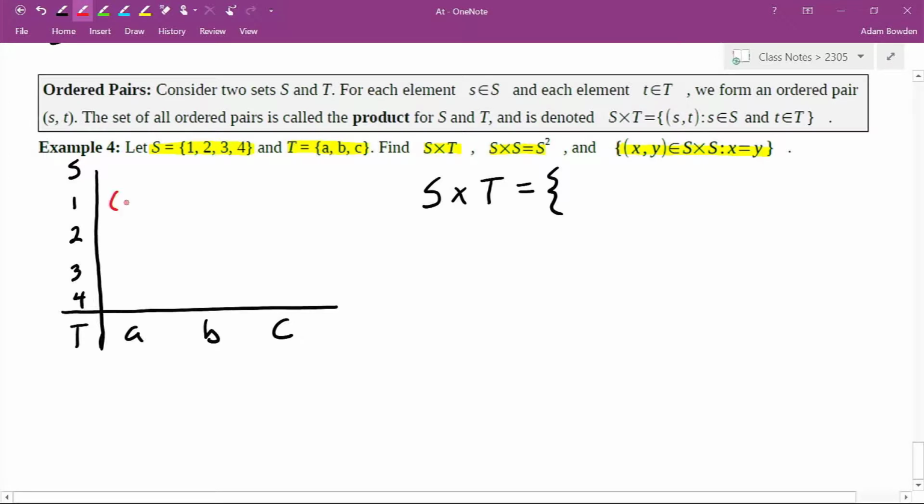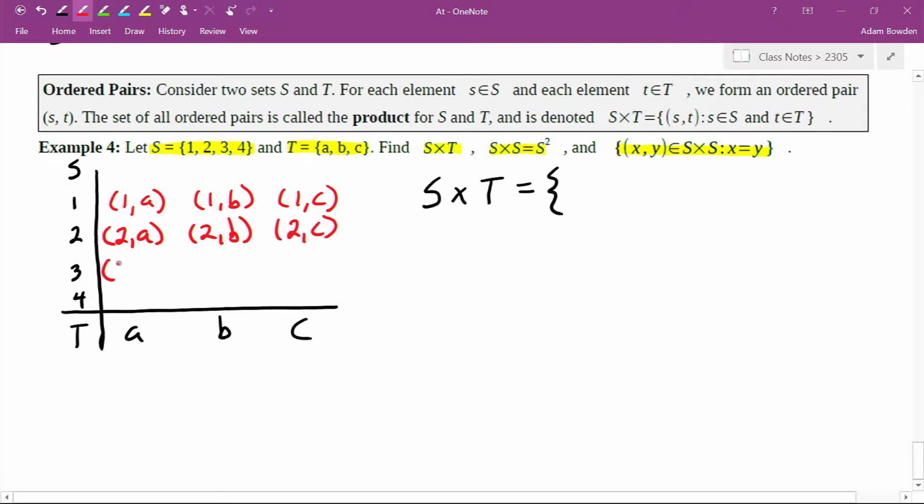So in the first set of ordered pairs, let's say we have (1, A), (1, B), (1, C), putting together the 1 from S with A, B, C from the set T. And then we'll also have (2, A), (2, B), and (2, C). (3, A), (3, B), (3, C). (4, A), (4, B), and (4, C). These will be all the ordered pairs contained within S cross T.